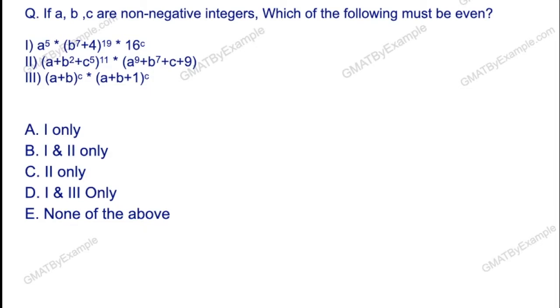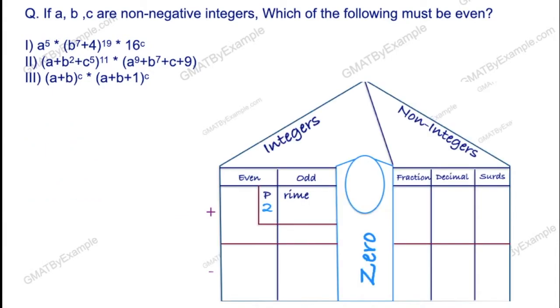We are given that A, B, C are non-negative integers, and we are asked, out of the three choices, which of the following are definitely even? Applying the secret framework, the number house framework.